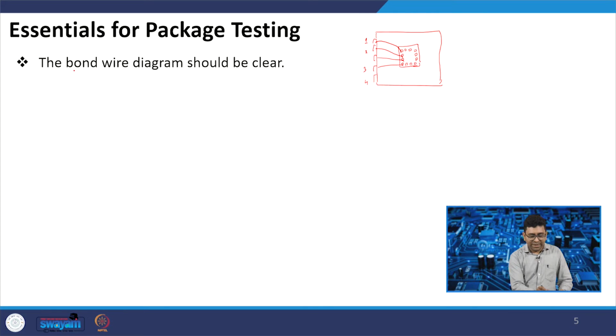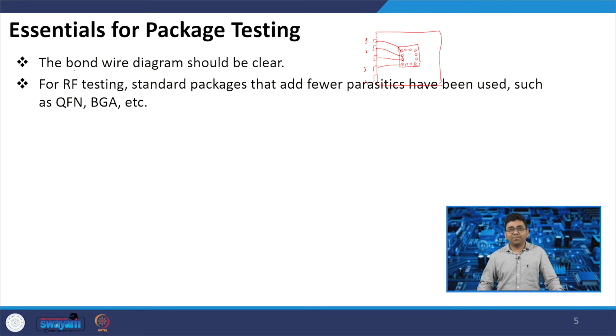So, you should have a clear understanding of your bond wire diagram, which pad is connected to which pin. Then for RF testing, standard packages that add very few parasitics are used, such as QFN or BGA, etc. There are different kinds of packaging. Let us say QFP packages are least used because they add more parasitics. That is why we need to use a package that adds fewer parasitics, such as QFN or BGA.